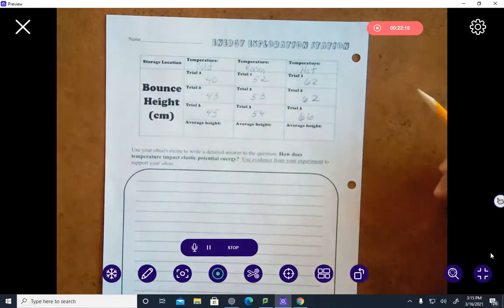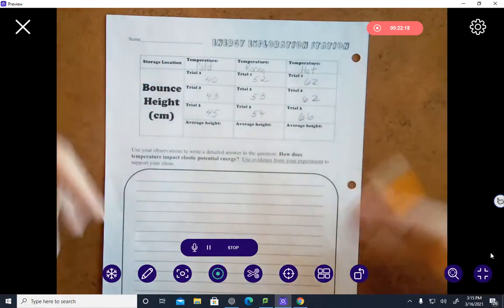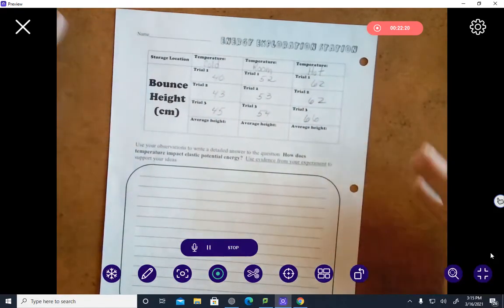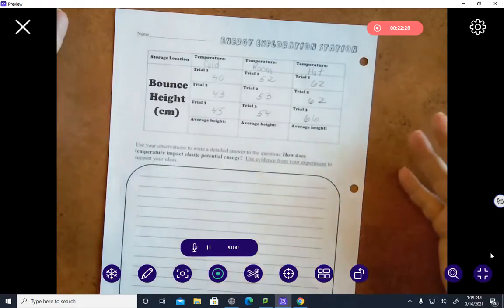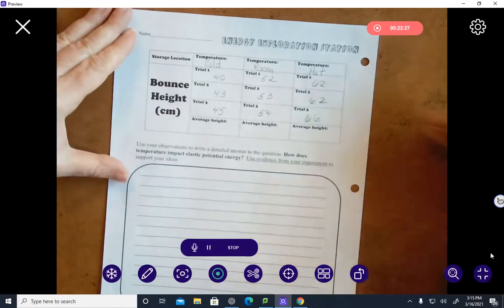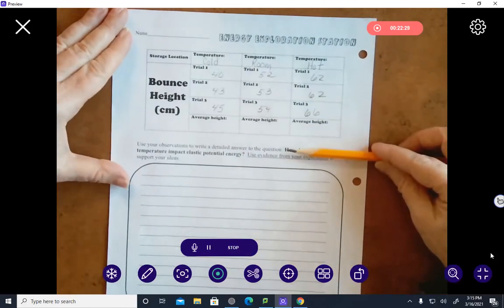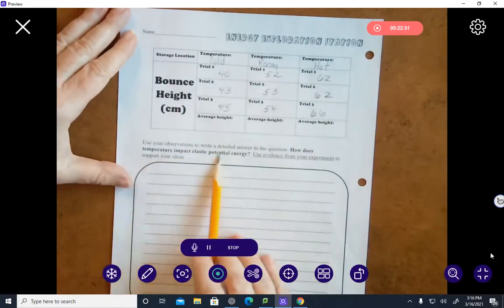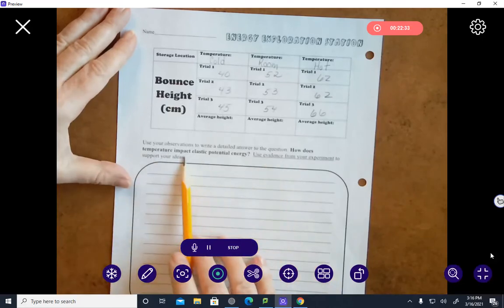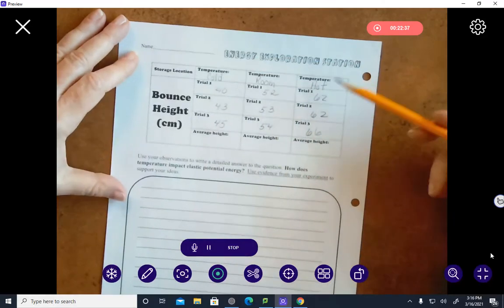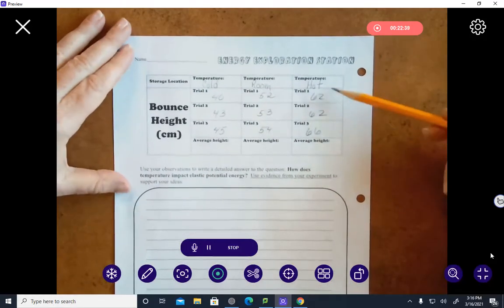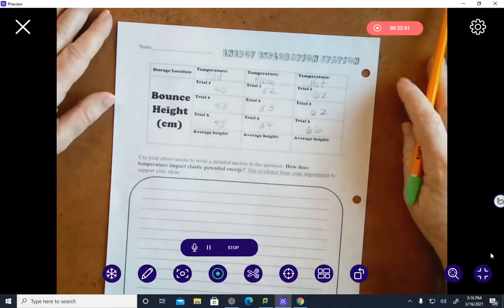If you would like to take any kind of a ball that you have at home and put it in a freezer and bounce it 3 times, and then wait and let it sit at room temperature and bounce it 3 times, maybe you can see these effects at home. Use your observations again to write how does temperature impact elastic potential energy. Obviously the higher the temperature, perhaps the more elastic potential energy that you have.